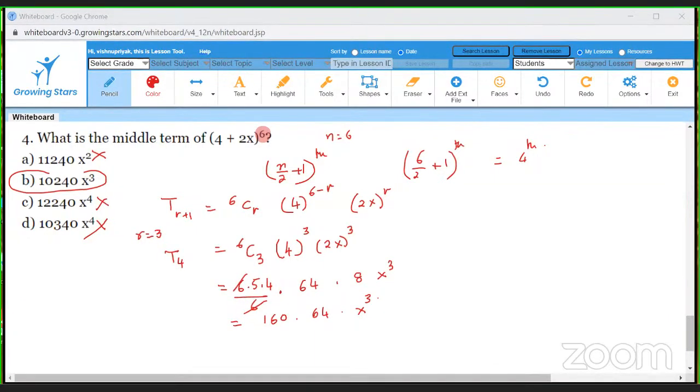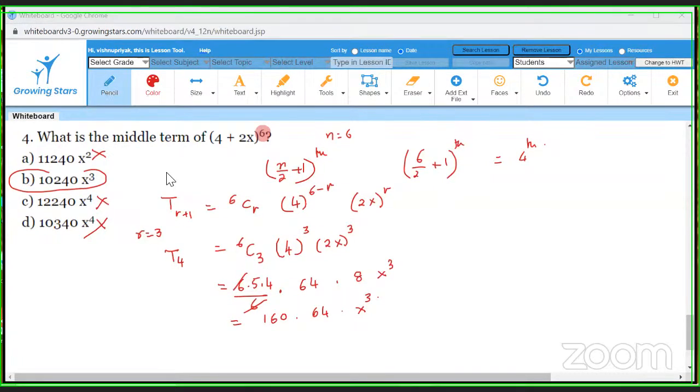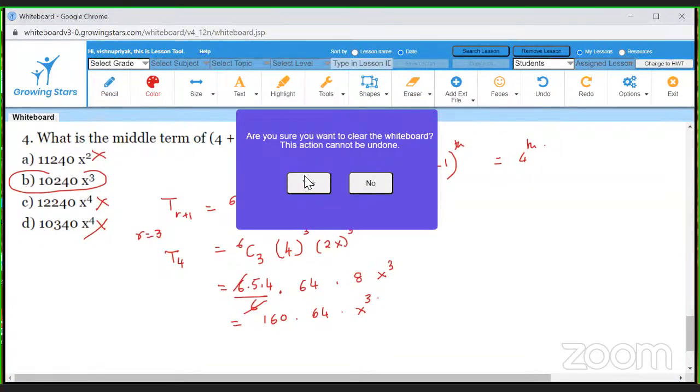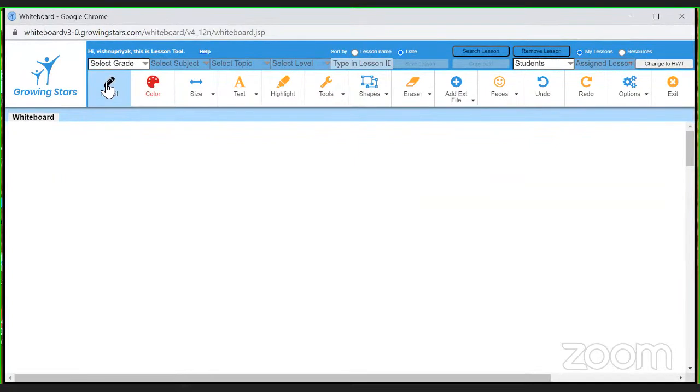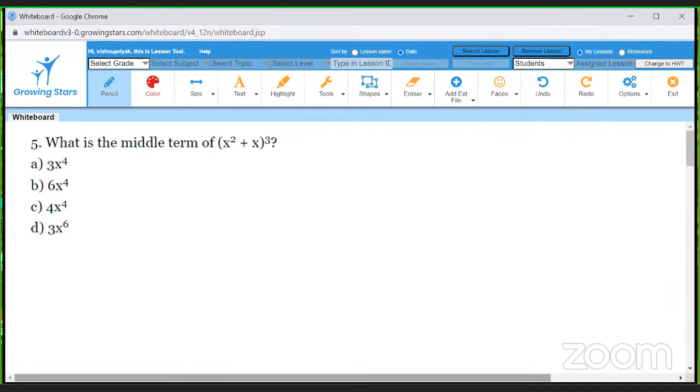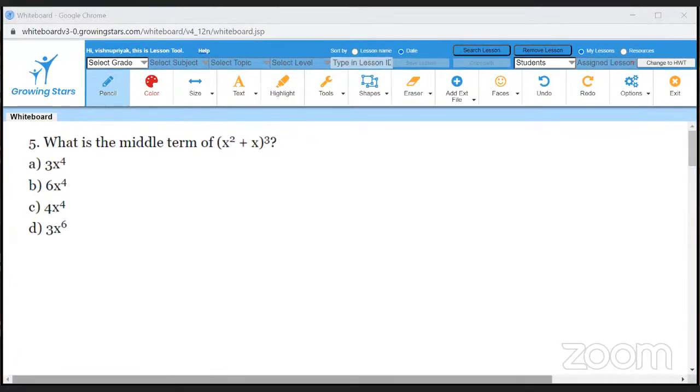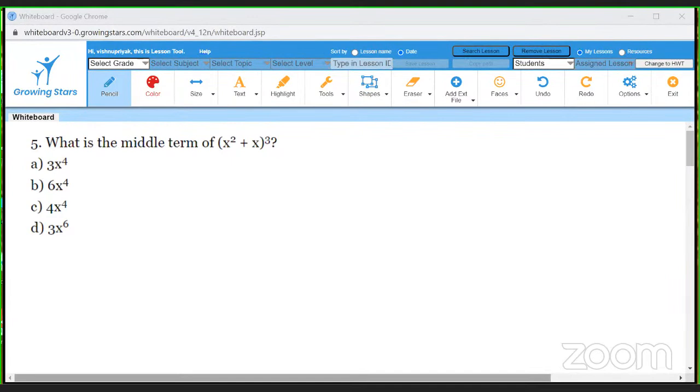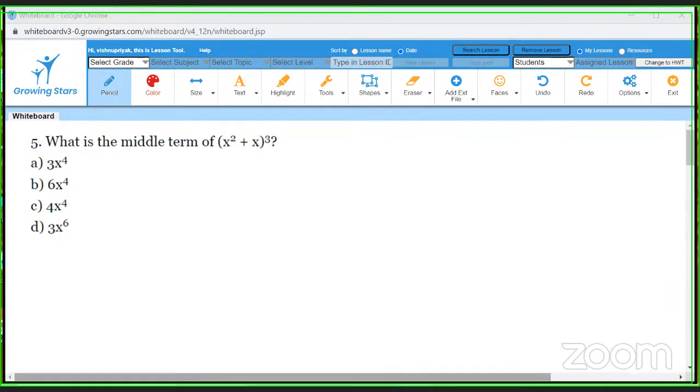Okay, next. By the time I put the next question, you can try this fast. Many of you are good in binomial theorem. That is what I have observed. Compared to permutations and combinations, I think binomial theorem is easy for you.